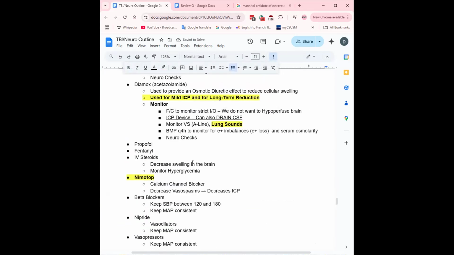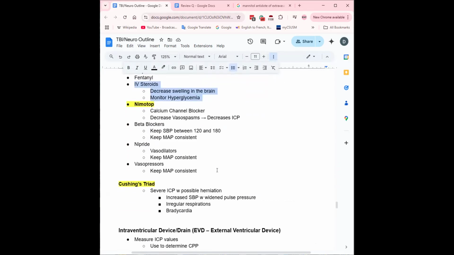Nimotop for the vasospasms. You mentioned the sedation, pain management, steroids for swelling, and just remember that you have that game essentially where you're playing with vasodilators, beta blockers, vasopressors to try to get that MAP where you want it to be. So it's not just, oh, you're always vasodilating or you're always vasopressing. It's whatever makes sense, and you'll probably be titrating them, running two at the same time.